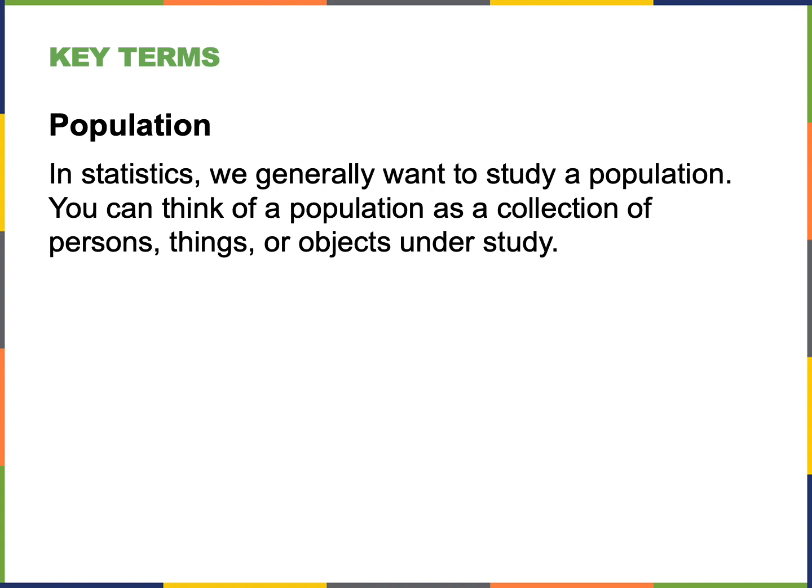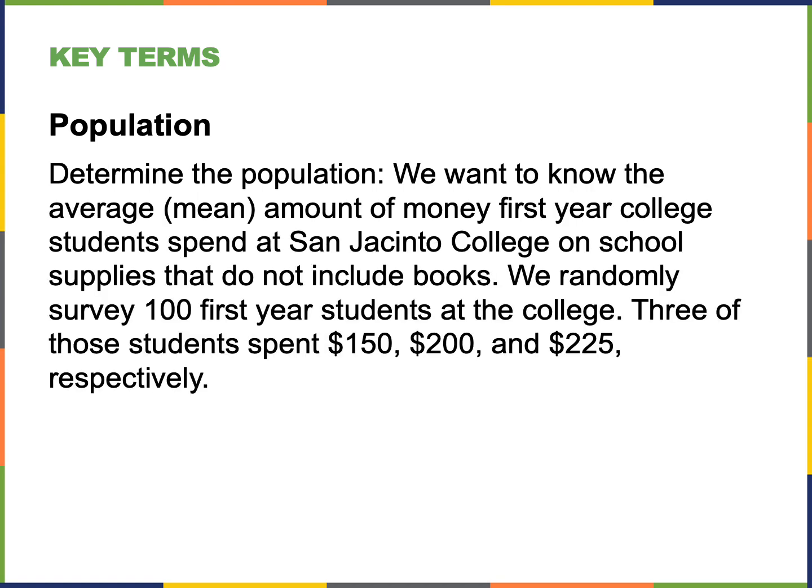Kids, American kids that are 11 to 12 that play video games. A population is a group of people that we're thinking about, we're considering, we're studying, or things or objects as well. Okay, so let's take this situation.